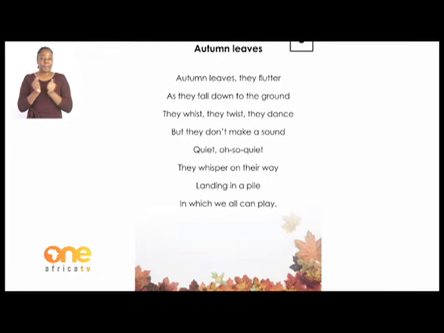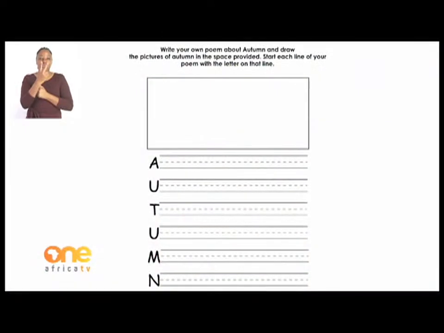Wonderful. Now I'd like you to please turn to page 29. On page 29, there is an instruction there for you that says write your own poem about autumn and draw the pictures of autumn in the space provided.